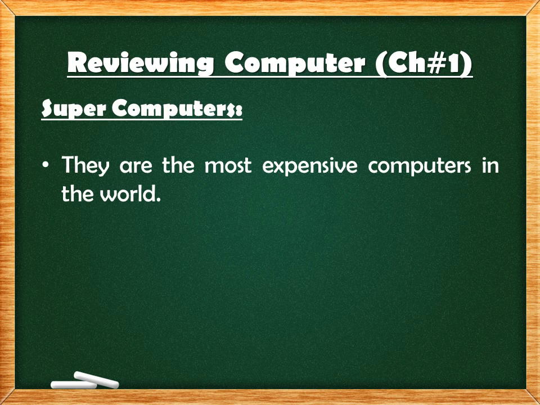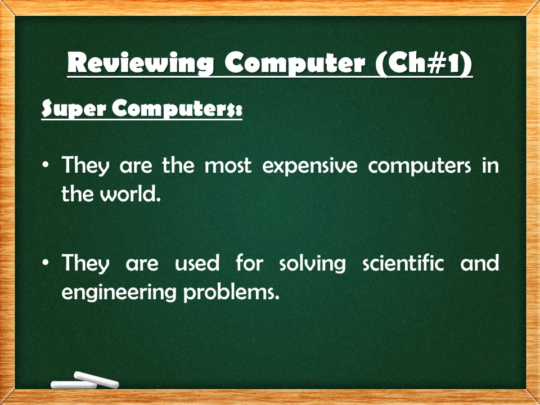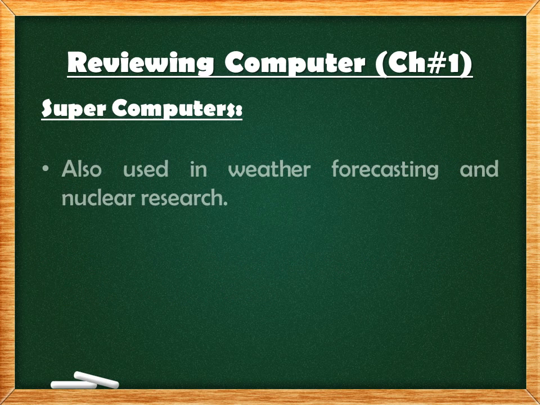Supercomputers are the most expensive computers in the world. They are the most expensive machines in the world. They are used for solving scientific and engineering problems. So, here is a use of supercomputers. Being used in solving scientific and engineering problems means they are used in testing and research for the future. Supercomputers are also used in weather forecasting and nuclear research. As I told you, weather forecasting predicts what the weather will be like after a few days.